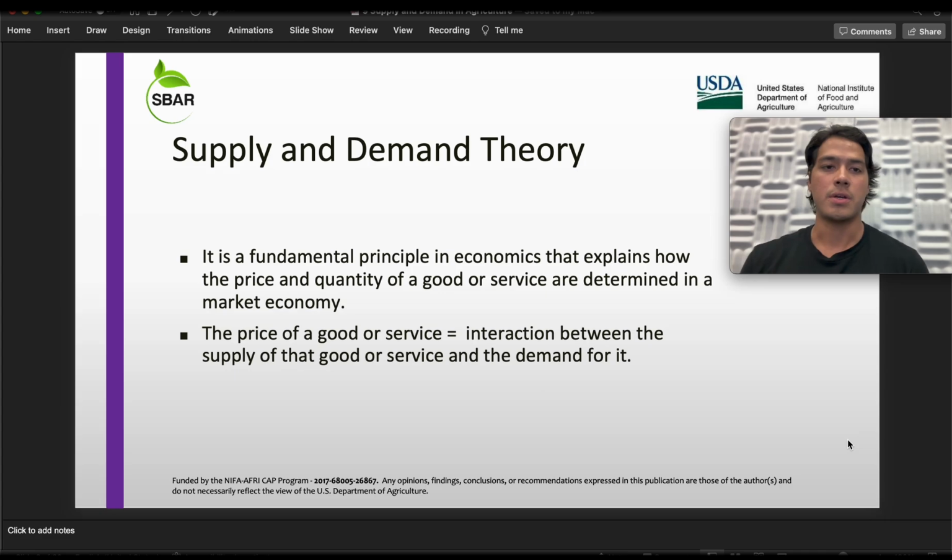First of all, we need to understand what supply and demand theory is. This is a fundamental principle in economics that explains how the price and quantity of a good or service are determined in a market economy. Also, the price of a good or service is going to be given by the interaction between the supply of that good or service along with the demand for it. And I'm going to explain this further in the next slides.